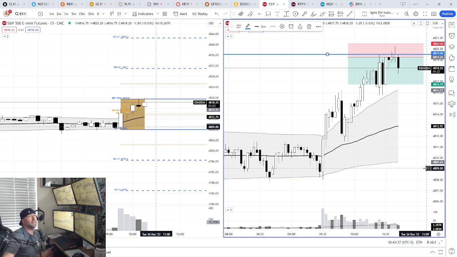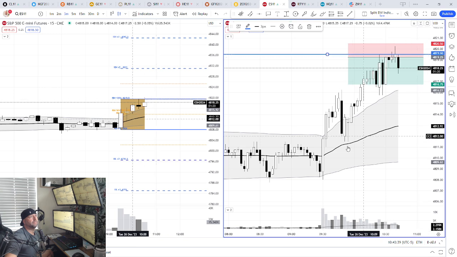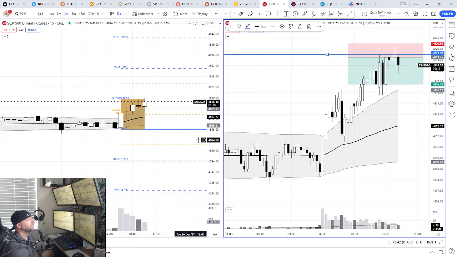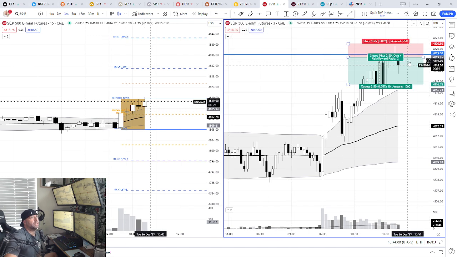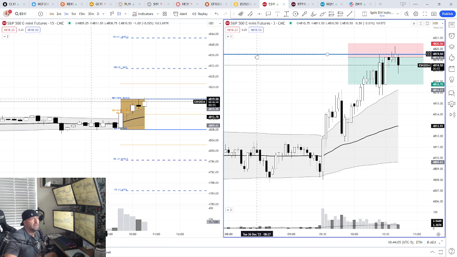I'm in at 50. Short. Stop at 20.5. So what is this? Why is this a short level? This is IB high. Traded above it, rejected, now trading below.